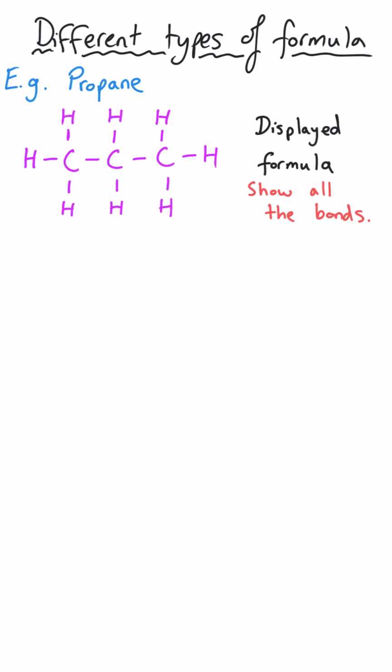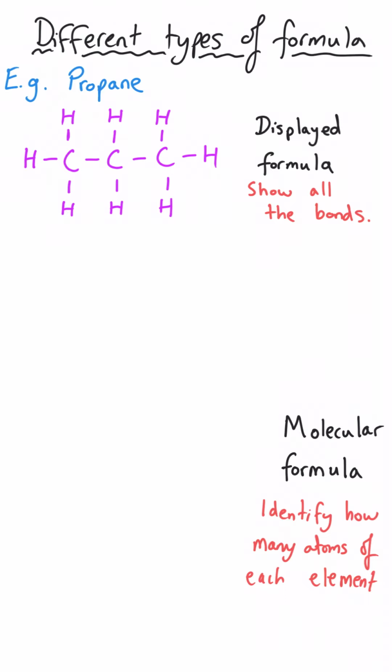Sometimes you might just go for what's called the molecular formula, and that's where you itemize each element that's present in a compound and you say how many times an atom of that element appears. So for propane there are 3 carbon atoms, so the molecular formula is simply C3H8.